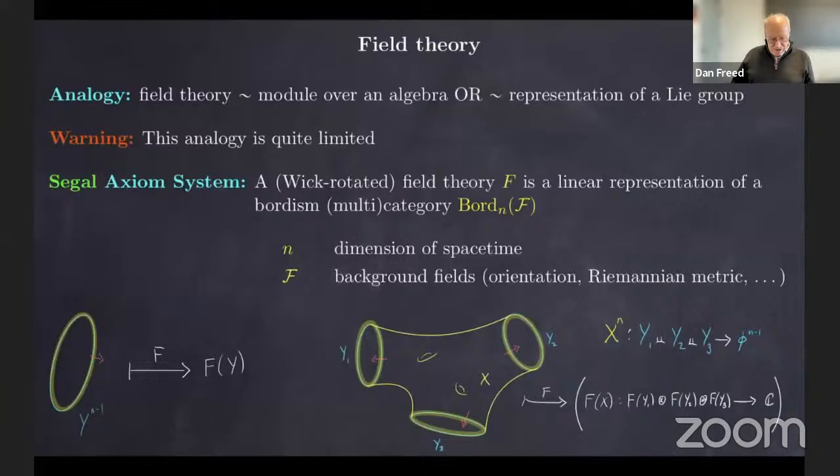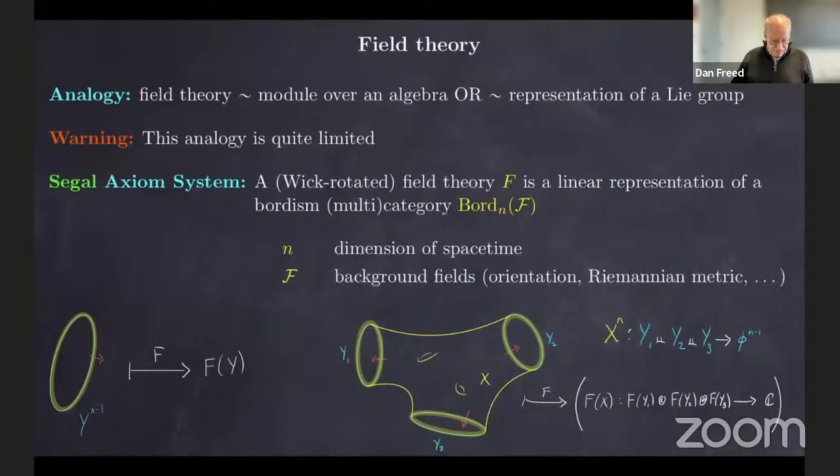And so what I'm really referring to is this axiom system that was introduced by Graeme Segal in the mid-1980s in the context of two-dimensional conformal field theory. And then shortly after that, Atiyah adapted it to topological field theory. And now it's really a framework to think about all field theories, I would say. And so there are two kinds of discrete parameters that tell us what type of field theory it is. One is the dimension of the theory, which is the dimension of space-time. And the second are the kinds of background fields you have. So there are no fluctuating fields in this description. And the background fields might be topological, like an orientation or a spin structure. They might be geometric, like a Riemannian metric or a conformal structure.